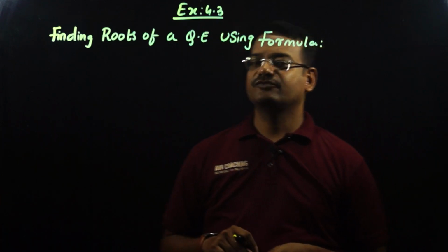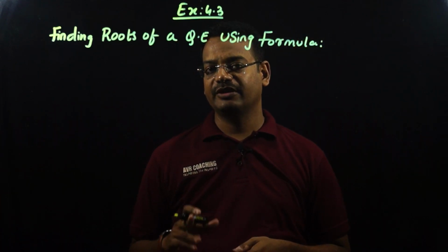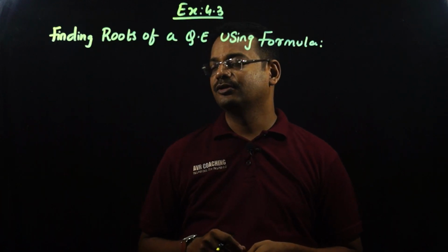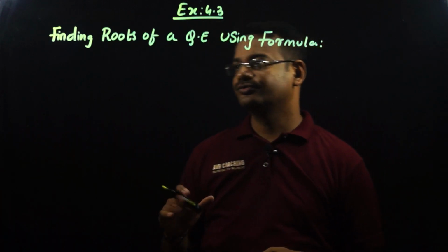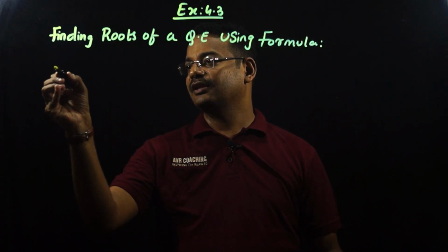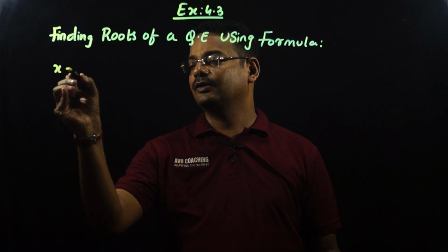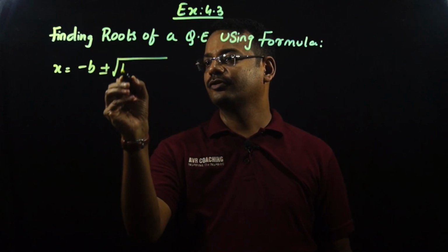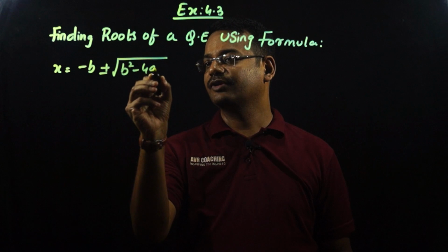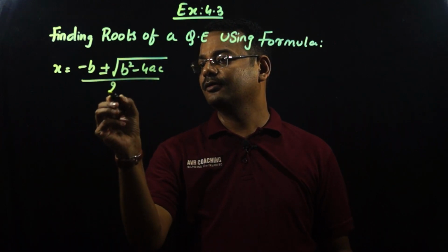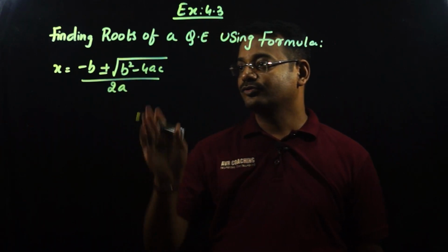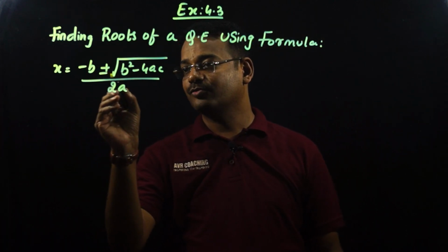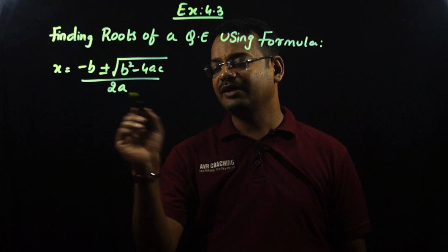Now in exercise 4.3 we have the second problem, where we need to find the roots of the quadratic equation using the formula method. Now what is the formula for finding the roots of the equation? The formula is x equal to minus b plus or minus root of b square minus 4ac by 2a. So this is the formula for finding the roots of the equation.